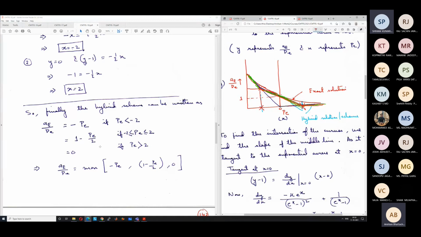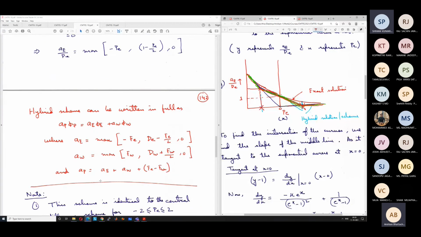So for example, if P is minus 3, minus of minus 3 is 3. And 1 minus minus 3 by 2, so 1 plus 3 by 2, is 5 by 2, which is less than 3, and then 0. So 3 is greatest. Between minus 2 and 2, the middle term will become greatest, and beyond 2, the zero term will become greatest. Okay, you can check that. So in one line, we can write A by D is equal to maximum of minus P, 1 minus P by 2 and 0. So this is our A by D.